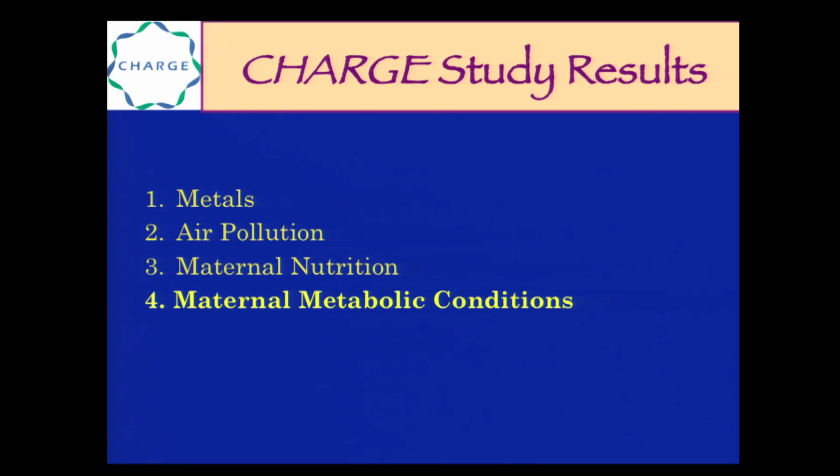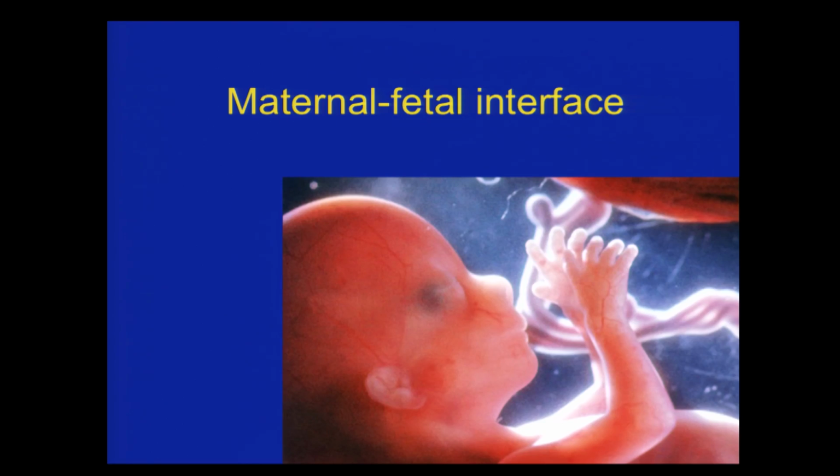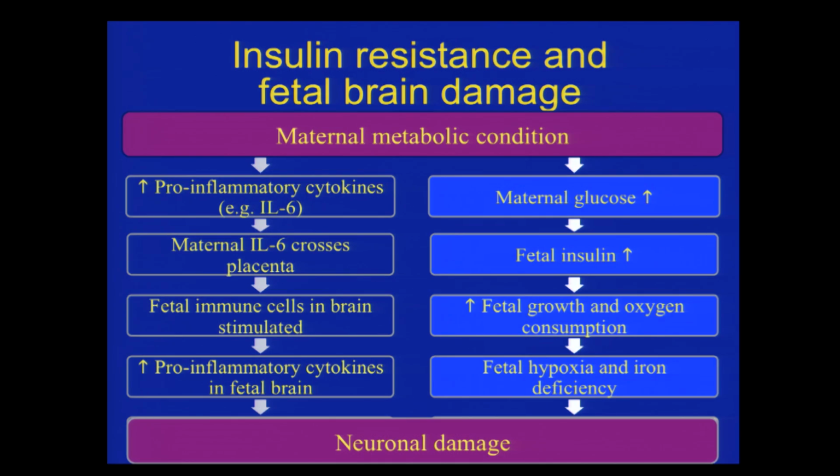And then very quickly, I'll just talk about maternal metabolic conditions. The mother provides this intrauterine environment, and not only what she takes in from the outside, but also what's going on inside her body matters. This is a schematic for 2 possible pathways by which insulin resistance could result in harm to the developing brain. On the left side, it's more of an inflammatory pathway. On the right side, it's more of the direct hyperinsulinemia, leading to potentially fetal hypoxia. And these are conditions that could, in fact, alter that gestational brain development.